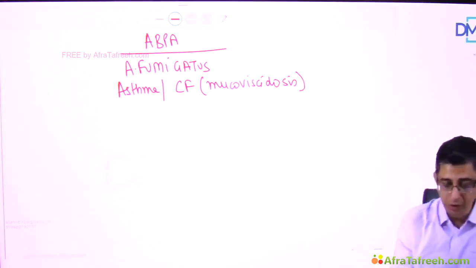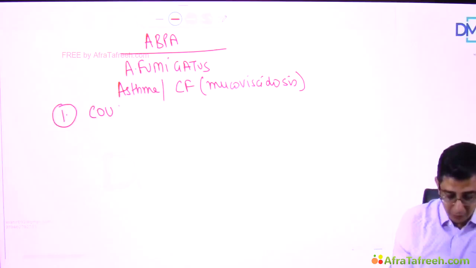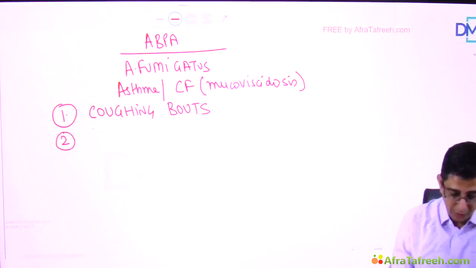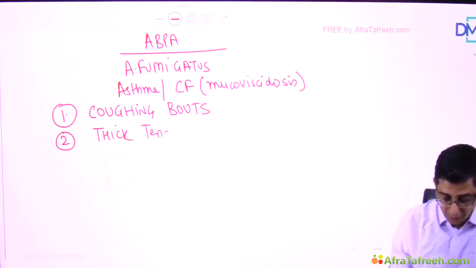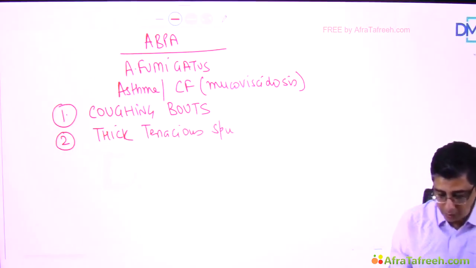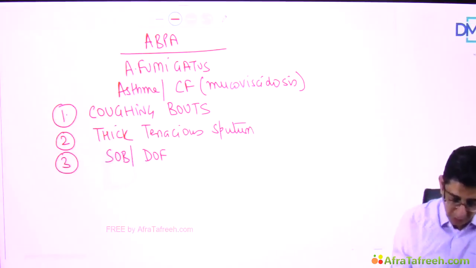So you have a teenager who is coming to you with cystic fibrosis. It is a known case, and the complaints are those of coughing bouts. The asthmatic or cystic fibrosis patient says that I just can't stop coughing, and also there is thick tenacious sputum in the expectorate. There could also be a history of shortness of breath, or dyspnea on exertion. So I'm just writing in short, SOB means shortness of breath, and DOE means dyspnea on exertion.